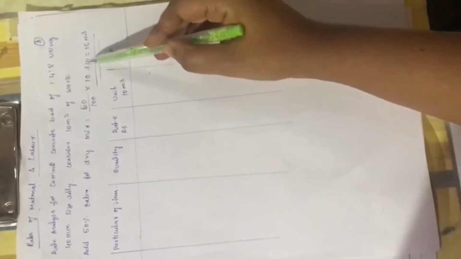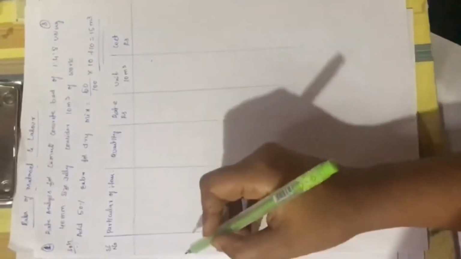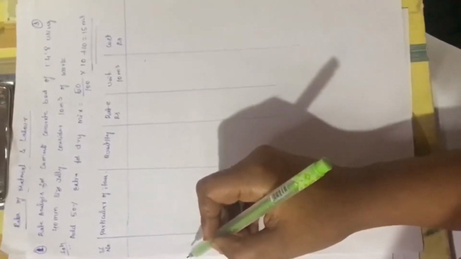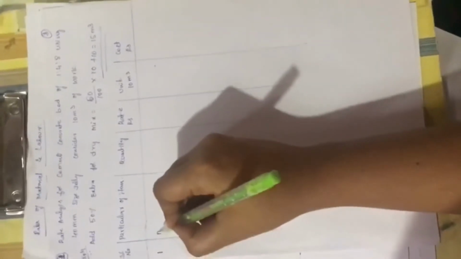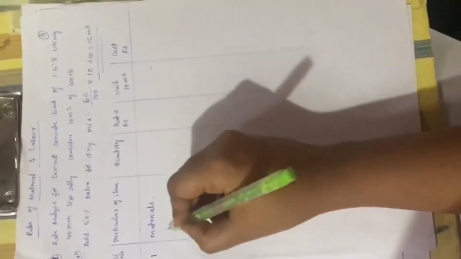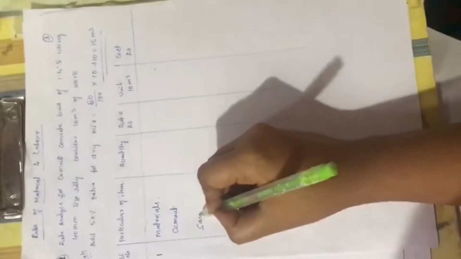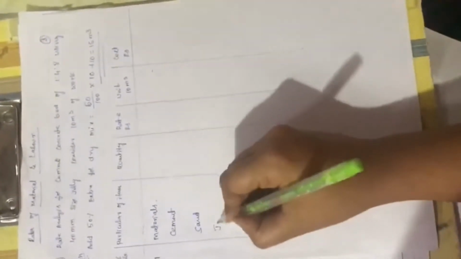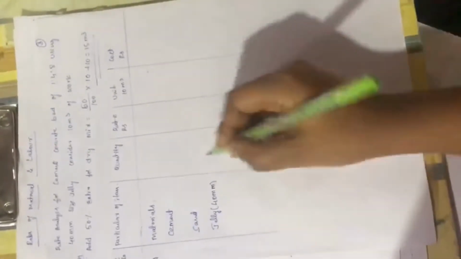So first I will start with the materials. The materials which will be used are cement, sand, and also jelly, which will be of 40 mm size. When finding this, what we have to do is find the quantity. We don't know the quantities. So for the calculation of the material, first I will find the cement.